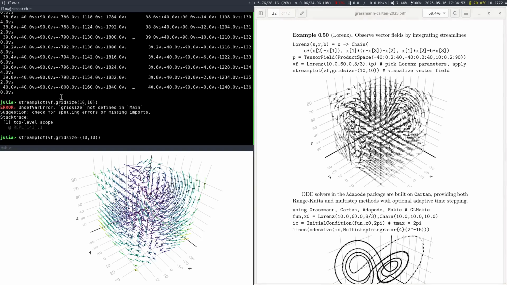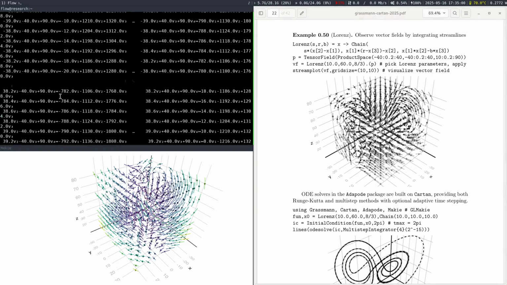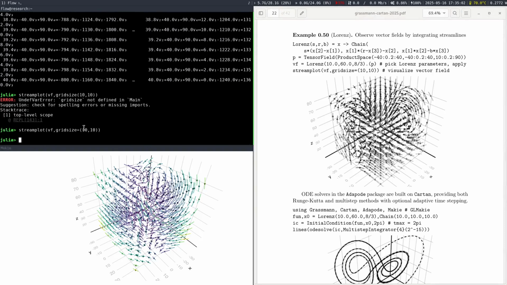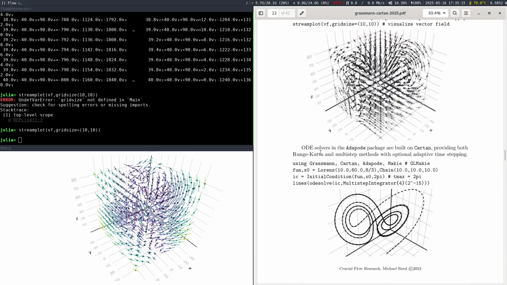But the point is that this is a numerical representation of a vector field, and any vector field that we numerically represent can be plotted here. And so one of the examples here is the ODE solver in the Adapode package. So this is built on Cartan as well, provides both the Runge-Kutta and multi-step methods with the optional adaptive time stepping. So let's do an example of that.